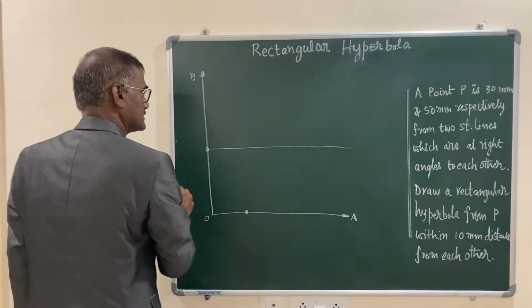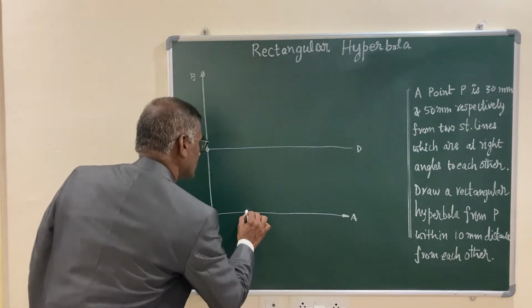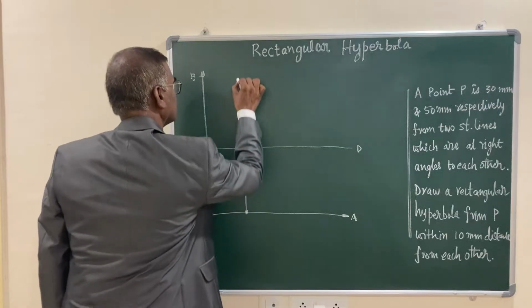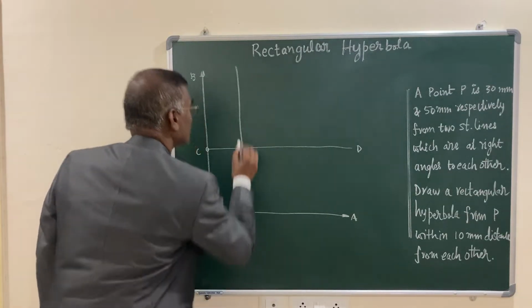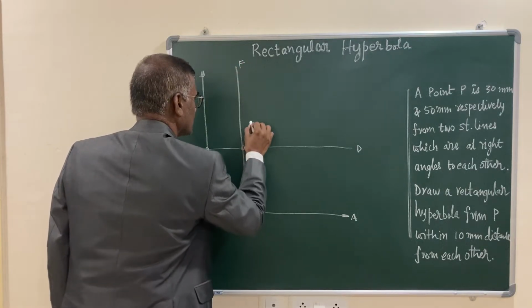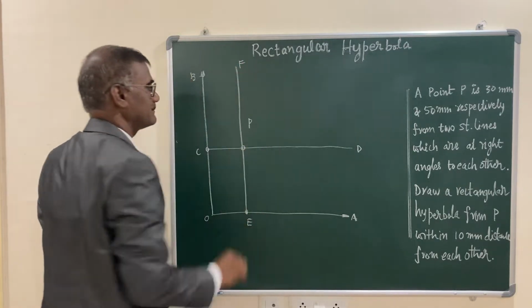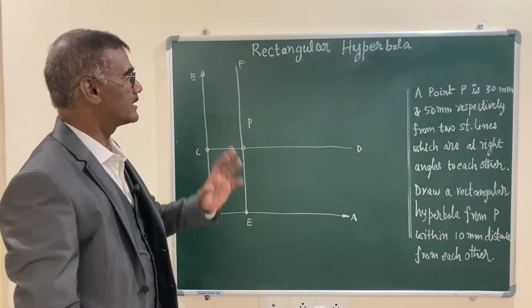Draw a horizontal line and call this as CD, and draw a vertical line, call this as EF, and this particular point is your required point, that is P. About this particular point we will be constructing the rectangular hyperbola.